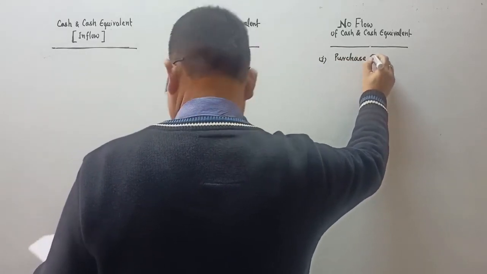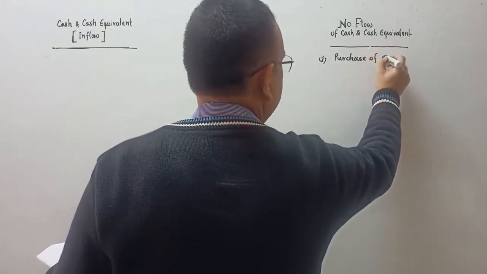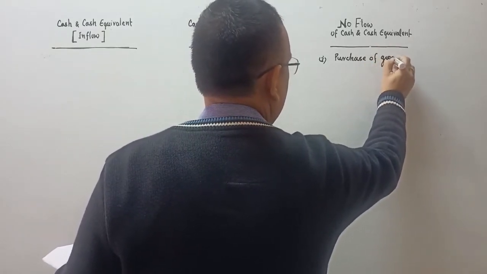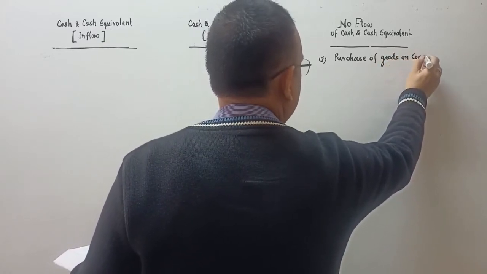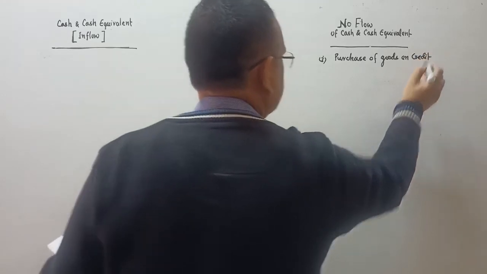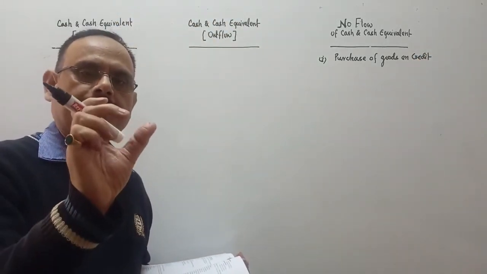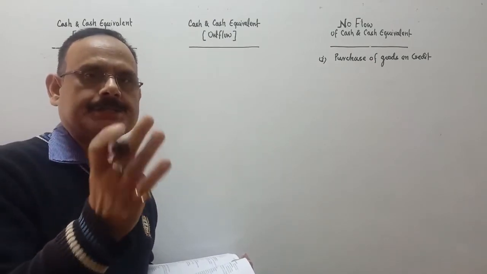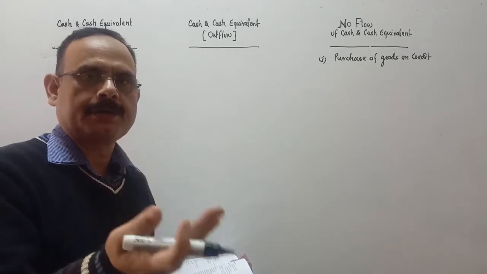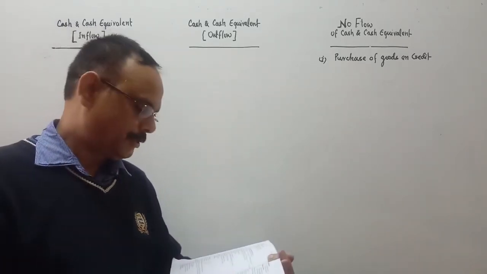Purchase of goods on credit: there is no flow of cash and cash equivalent, because the entry is purchase account debit to suppliers account. So in this transaction, cash and cash equivalent is neither on debit nor on credit. So there is no flow of cash and cash equivalent.